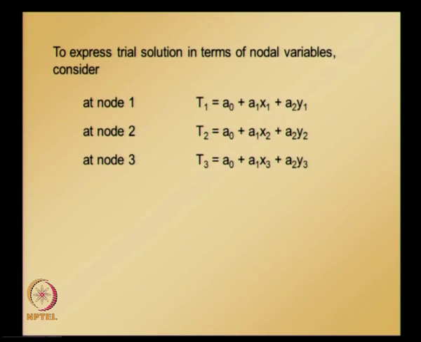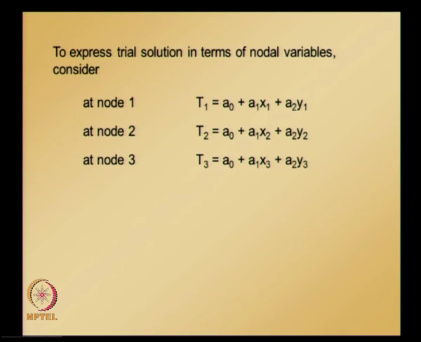At node 1, T is equal to T1, x is equal to x1, y is equal to y1. Similarly, at node 2, T is equal to T2, x is equal to x2, y is equal to y2. At node 3, T is equal to T3, x is equal to x3, y is equal to y3. So, by using these conditions, we get 3 equations, and we can solve these 3 equations for a0, a1, a2.